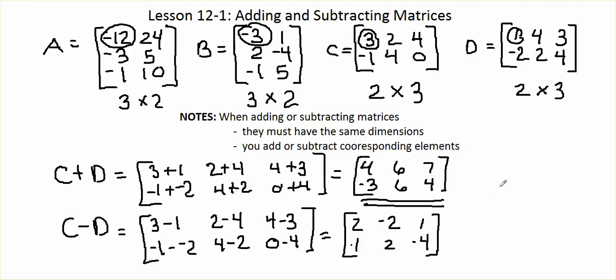Now on your own, what I'd like you to do is add matrix A to matrix B, and then subtract matrix B from matrix A. So I'd like you to figure these out on your own. Please bring your answers to class tomorrow so that we can check and make sure the results are good. I will be checking notes, so you should have all these examples written in your notes as well as the notes section right here.